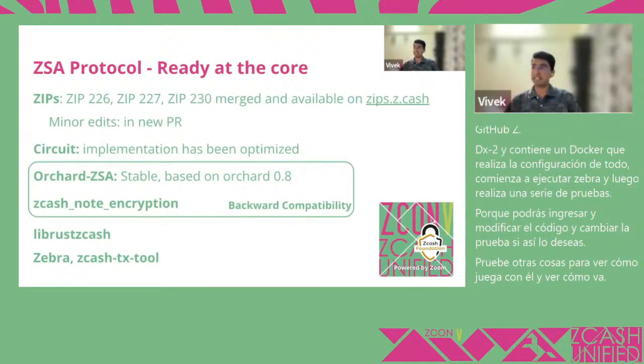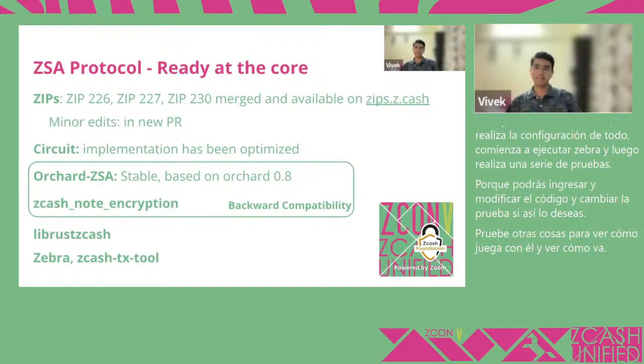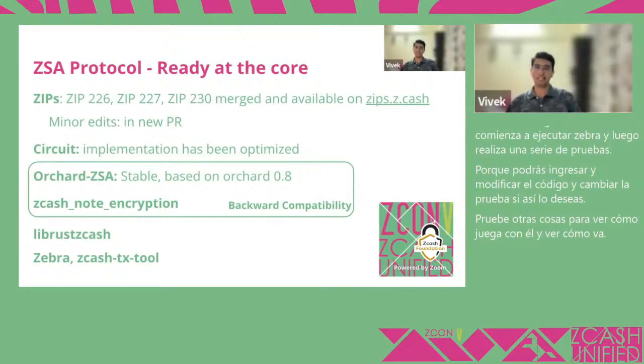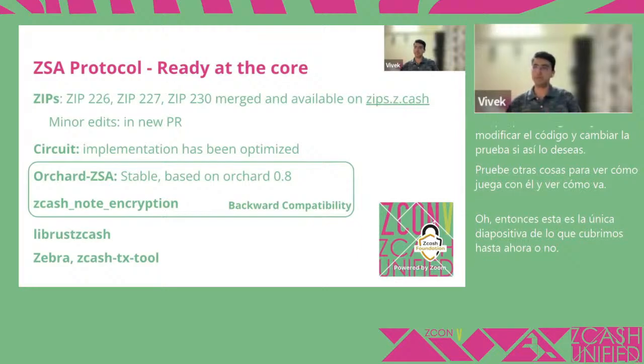So this is the one-slide summary of what we covered so far. We did ZIPs, we did the circuit, and we looked at the various code repositories we've been modifying to bring ZSAs out to all of you.